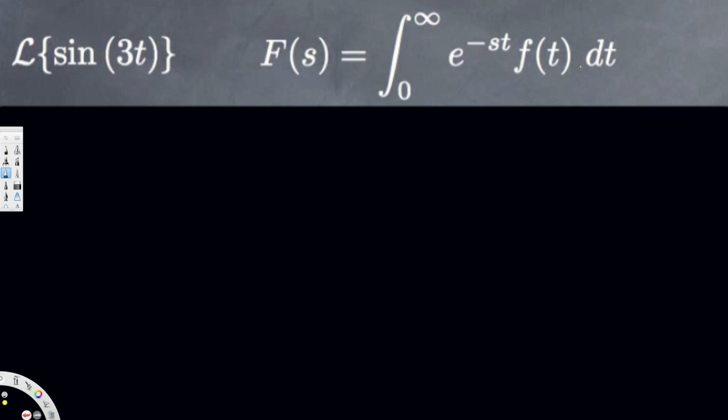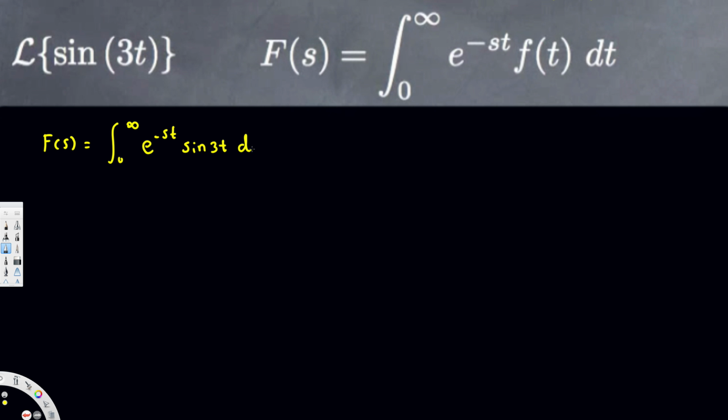Now what we have to do is replace this f(t) with the given function, and then do the integration. That's it for Laplace transformation. Now let's go ahead and do that here. Here we have F(s) equals the integral from 0 to infinity of e^(-st), and instead of f(t) we are going to replace sine 3t. So this is going to be sine 3t dt.